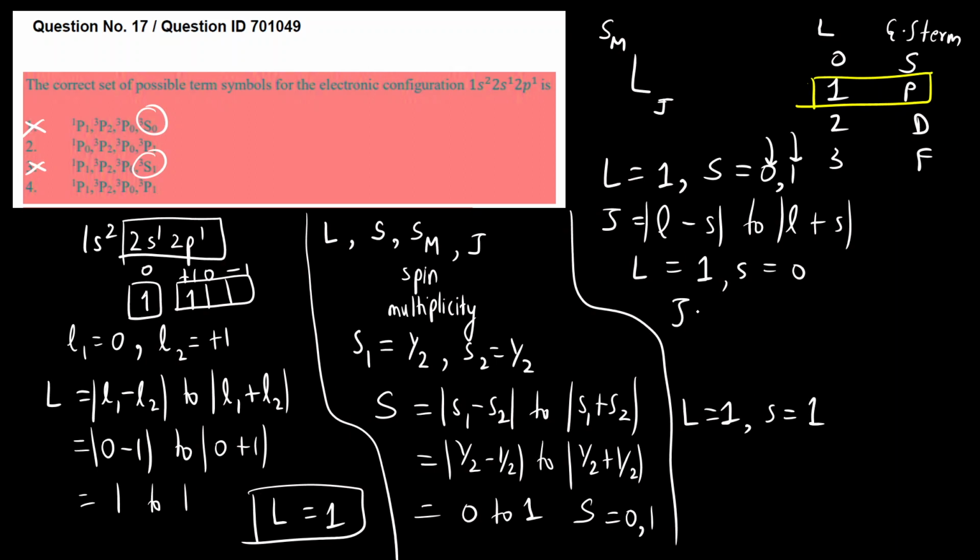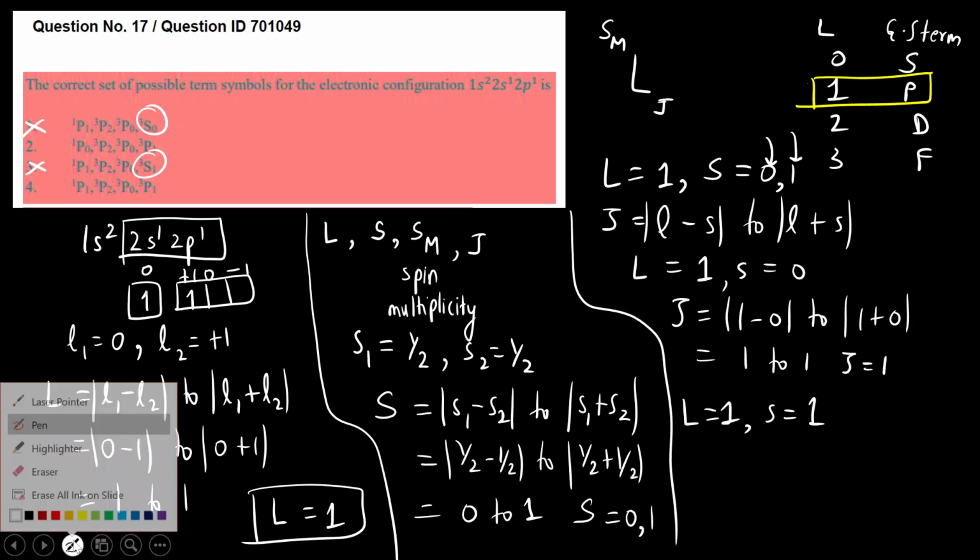So let us find out L minus S, that is 1 minus 0 to 1 plus 0. So 1 minus 0 is 1, to 1 plus 0 is 1. So the J value is 1. So for this we can write down the term symbol.